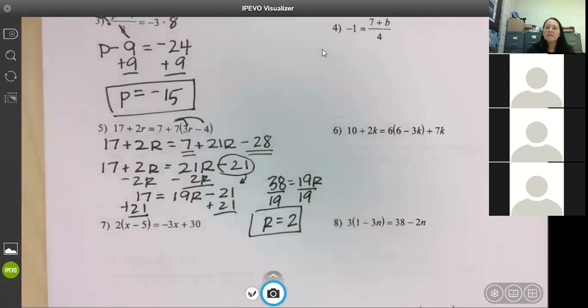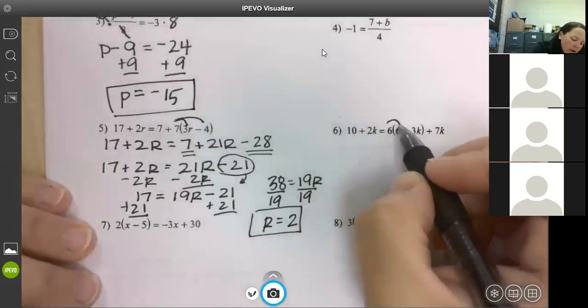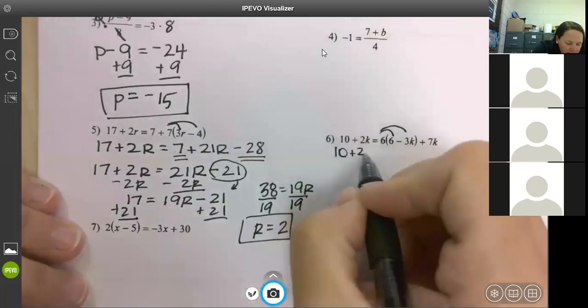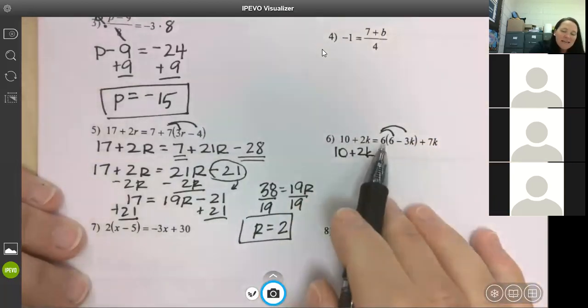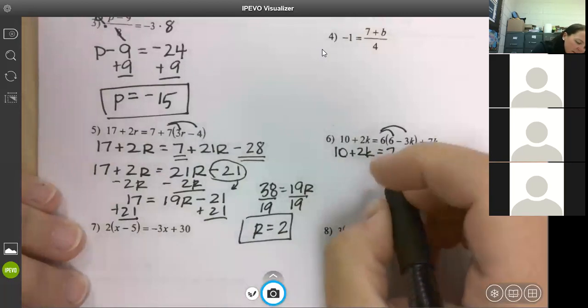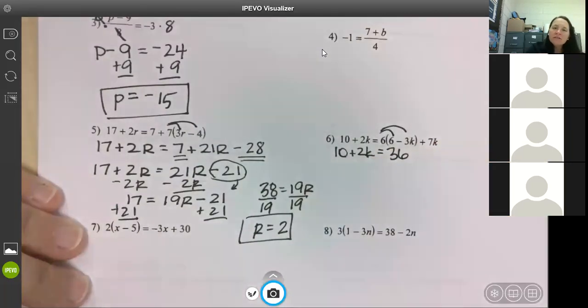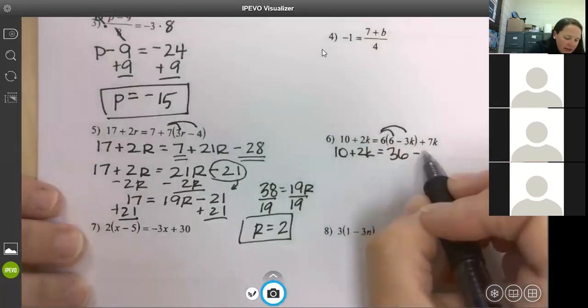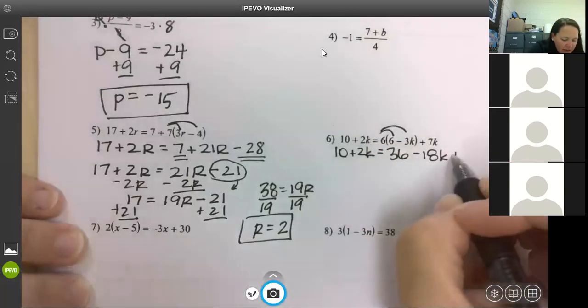All right. Number 6 is pretty much just like that, except you're going to add the K's together, okay? So same thing. We're going to distribute. The 10 plus 2K stays the same. 6 times 6 is 36. Be careful of your signs when you're multiplying. 6 times negative 3K is negative 18K.